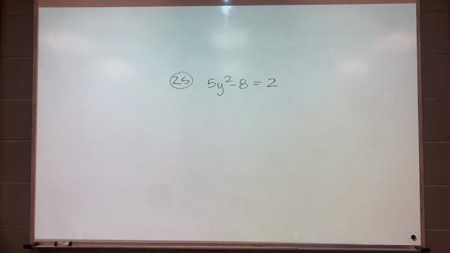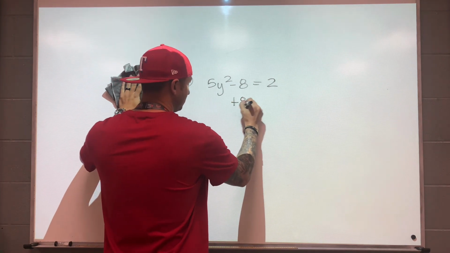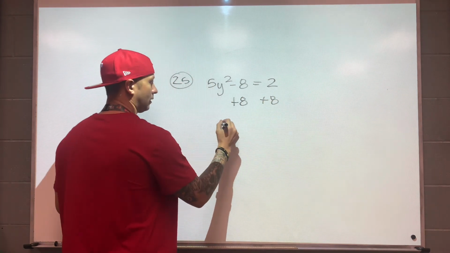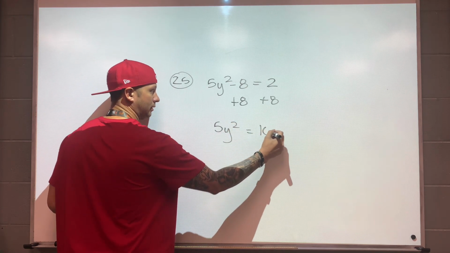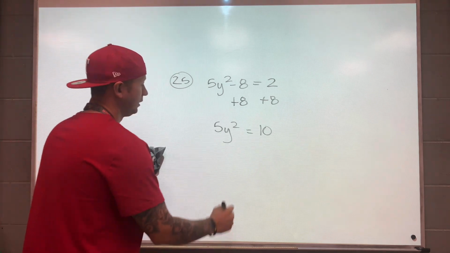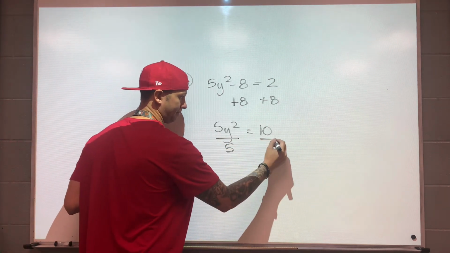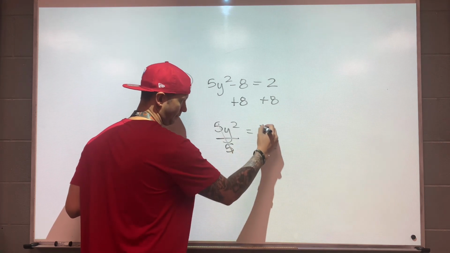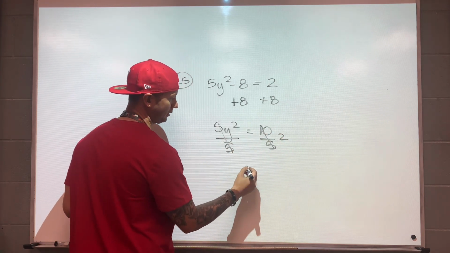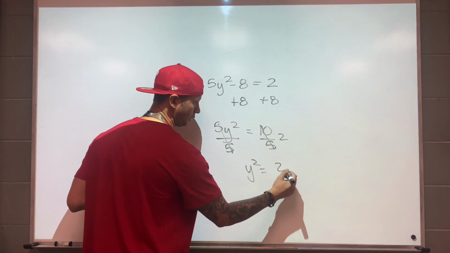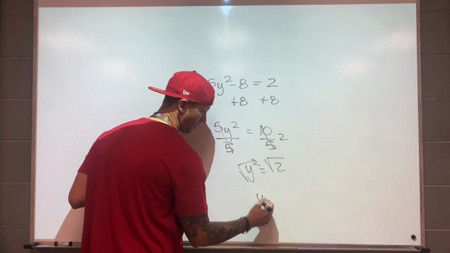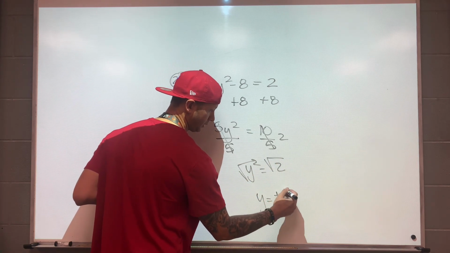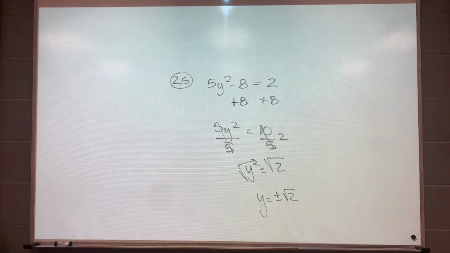All right, 5y squared minus 8 equals 2. I'm going to add 8 to both sides. 5y squared equals 10. Divide both sides by 5. 5 goes into 10 twice, so y squared is equal to 2. Solving for y is equal to plus or minus root 2.